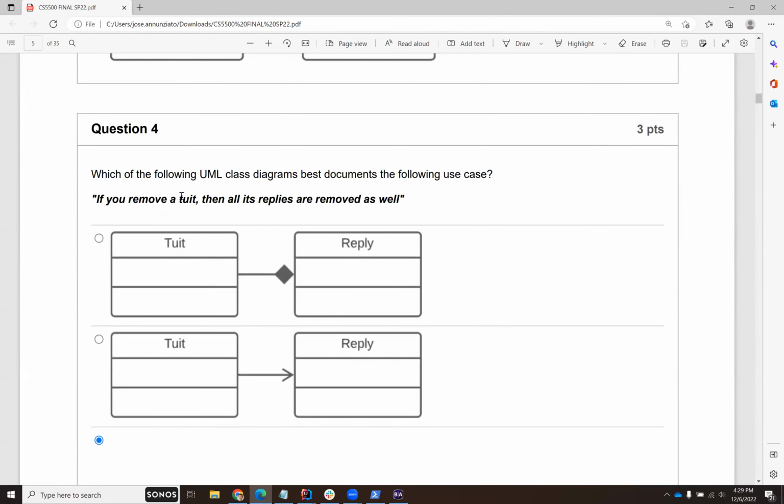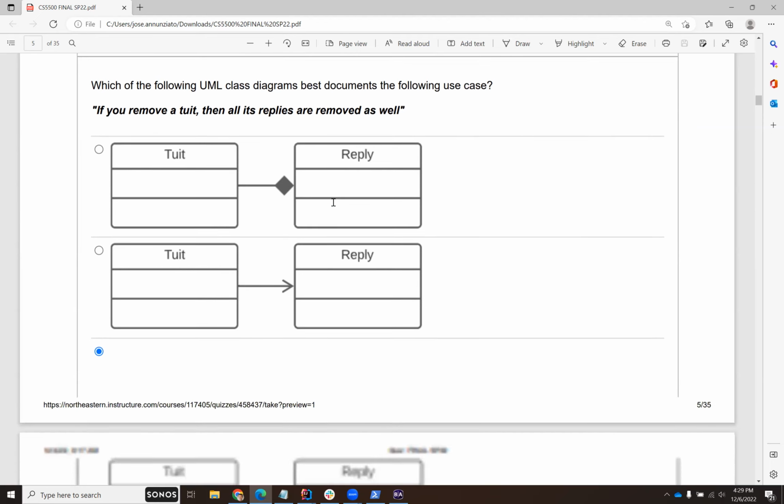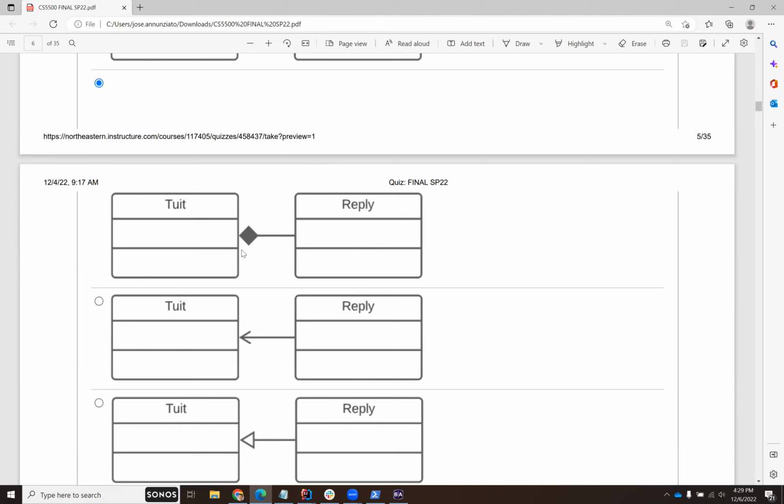Both are establishing a one-to-many relationship between the tweet and its many replies. But notice that this one says that if you remove the tweet, you also remove the reply. So this is kind of like a cascade action. It says that there's some kind of dependency between the life cycle of one and the life cycle of the other, meaning that if one dies, the other one dies too. If we remove one, the other is removed as well. So the existence of one depends on the existence of the other, and only composite captures that. Composite establishes a one-to-many relationship between the tweet and the replies, but it also establishes that the life cycle of the many depends on the life cycle of the one. So if you remove the tweet, that is cascaded down to the replies.